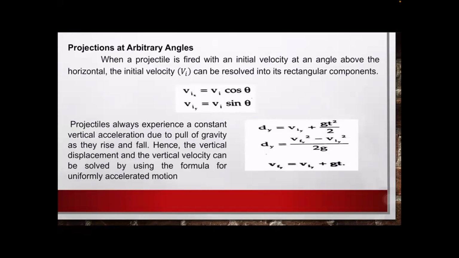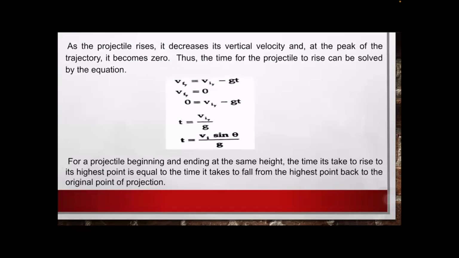Okay? You're familiar with the formula naman yung sa last part. Call lang natin dito is the cosine theta at saka sa sine theta. Then, as the projectile rises, it decreases its vertical velocity and at the peak of the trajectory, it becomes zero. So, once na-reach na yung kanyang pinakamataas, parang, di ba, pag nag-agos ka ng bola, tataas.